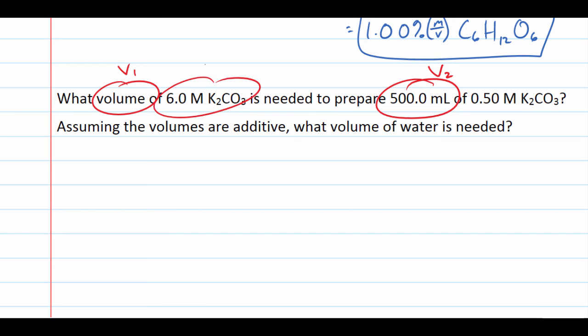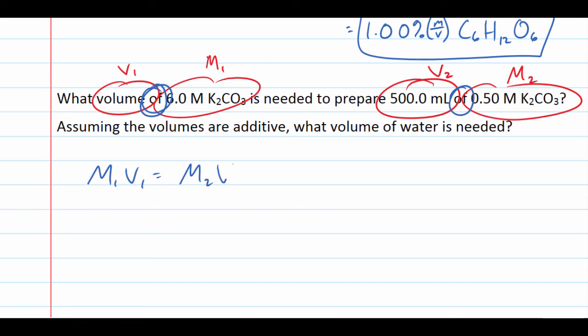6 molar is going to be M1. And this here is going to be M2. Now, in case you've forgotten, again, we see two quantities separated by the word of. Two quantities separated by the word of means we're going to multiply these together. So if we set this up into a formula, we have M1 times V1 is equal to M2 times V2. Since we're solving for V1, we have to divide each side by M1. M1 cancels out.